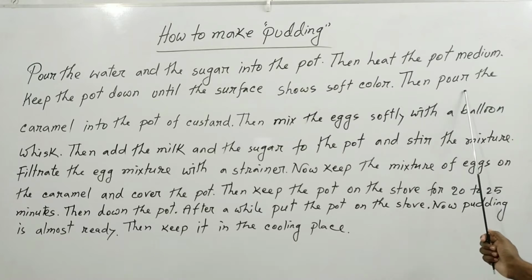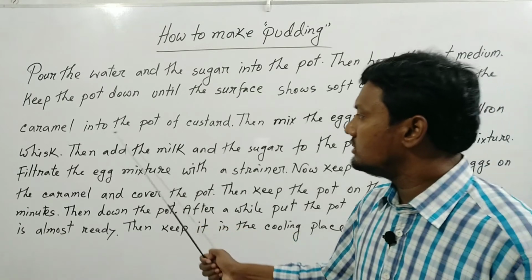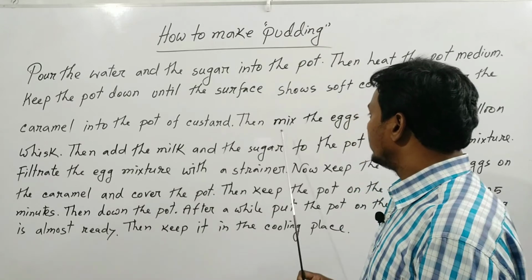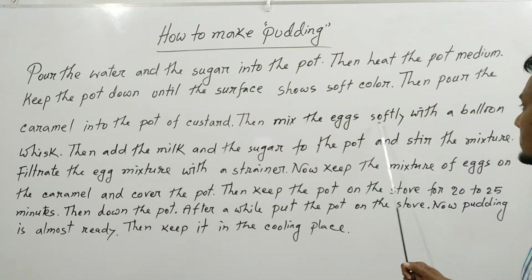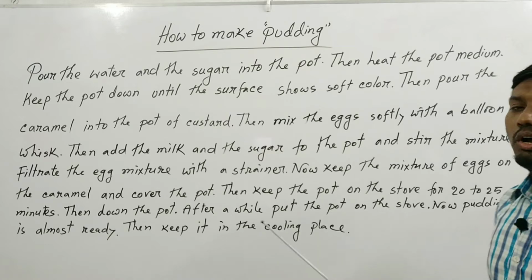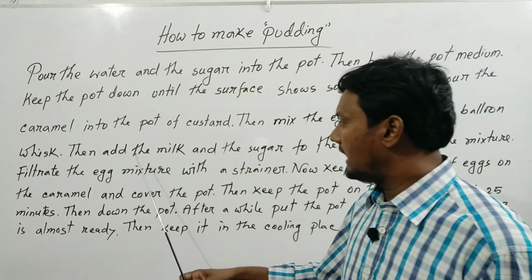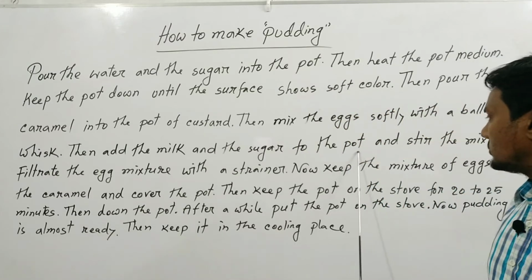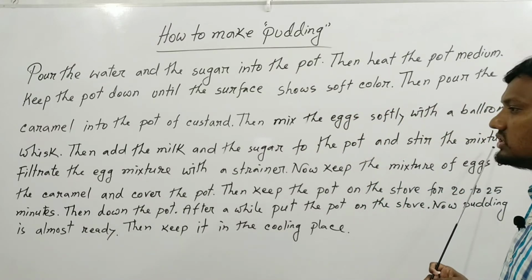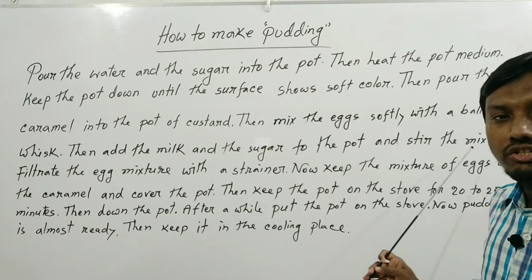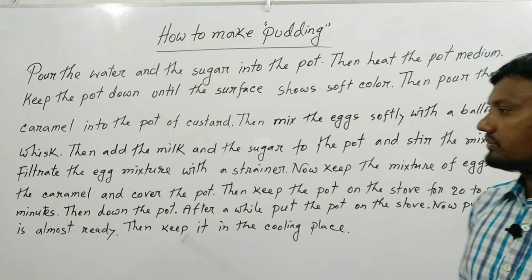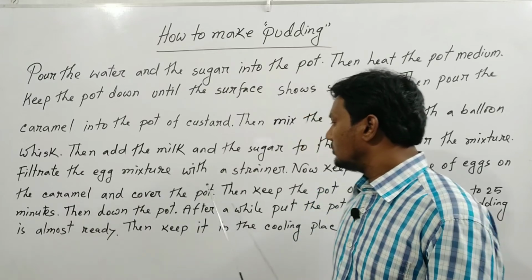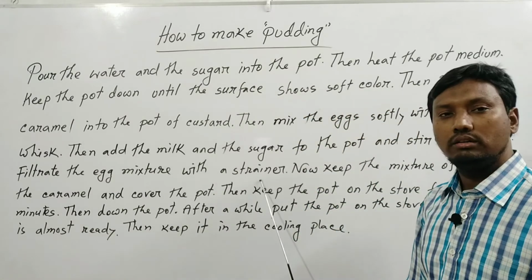Then pour the caramel into the pot of custard. Then mix the eggs softly with a balloon whisk. Then add milk and the sugar to the pot and stir the mixture. Filtrate the egg mixture with a strainer.